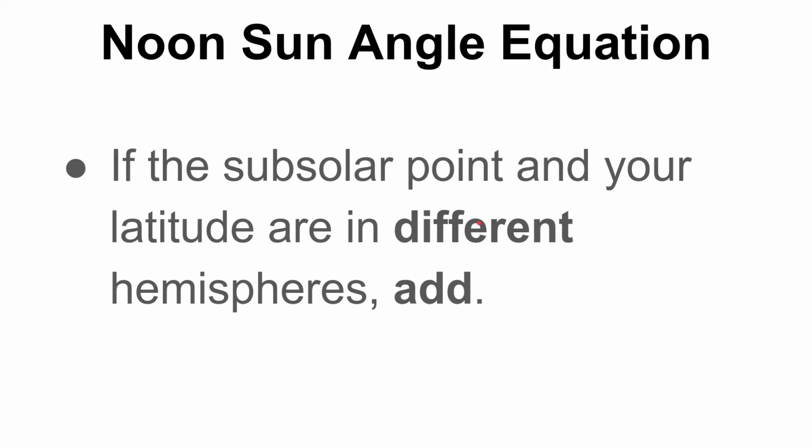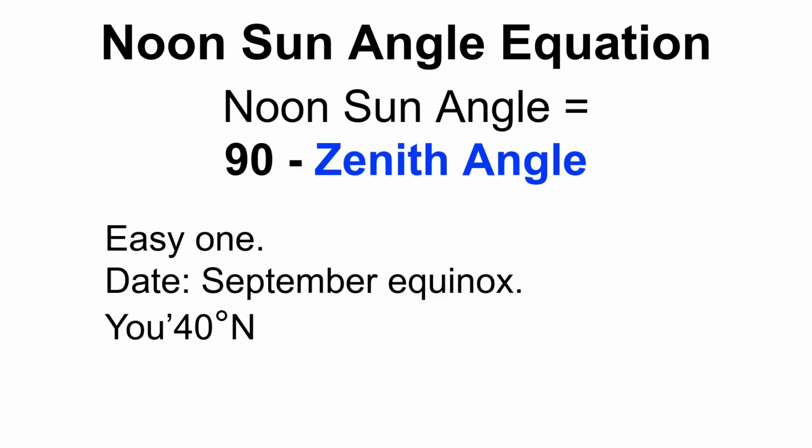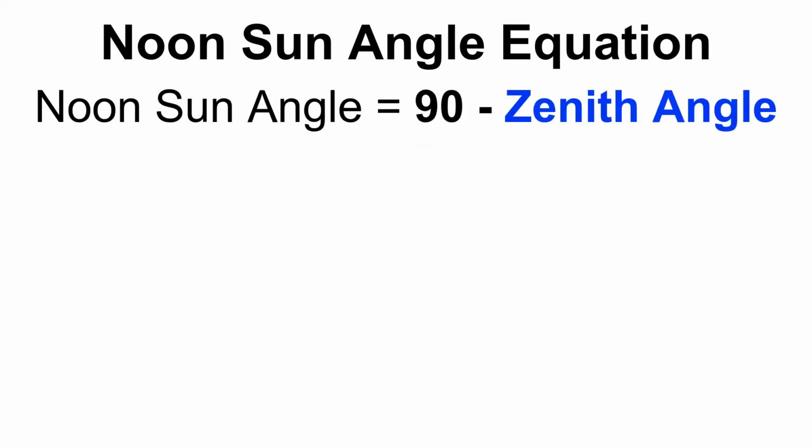Again, if the subsolar point and your latitude are in different hemispheres, then you add the numbers together. Let's look at some crappy clip art together. All right, easy one. The date is the September equinox, so we know where the subsolar point is. You're at 40 degrees north. I'll fix that later. So noon-sun angle equals 90 minus the zenith angle.